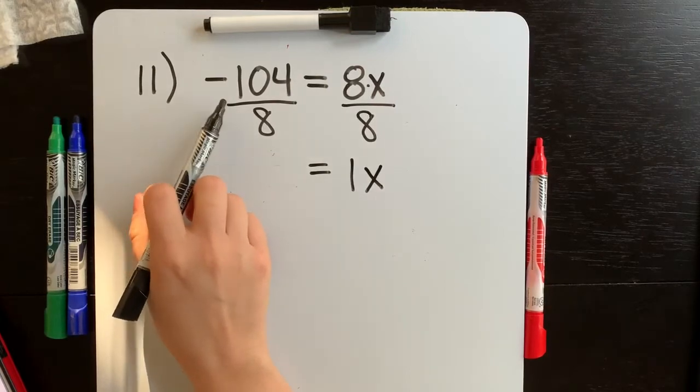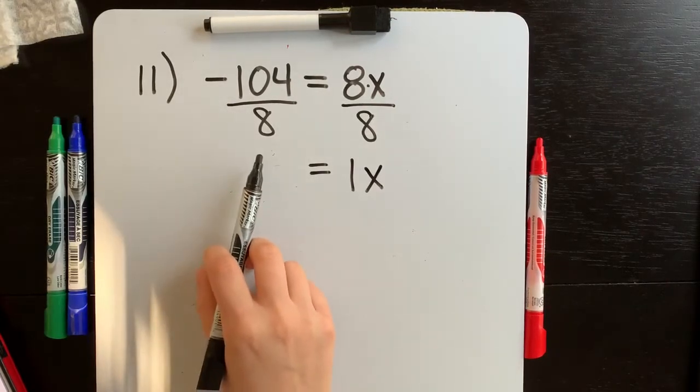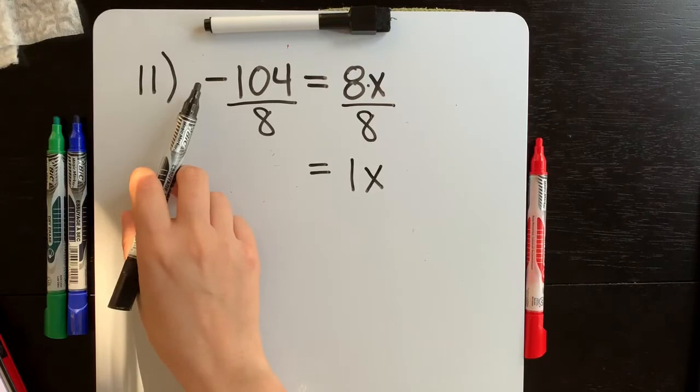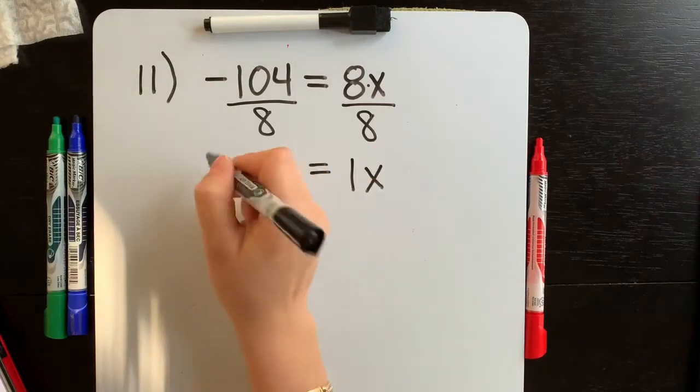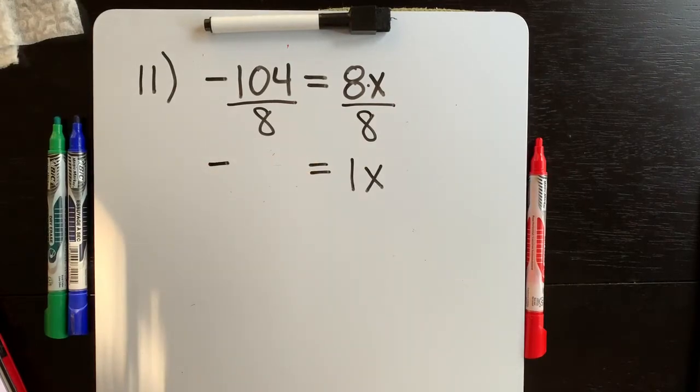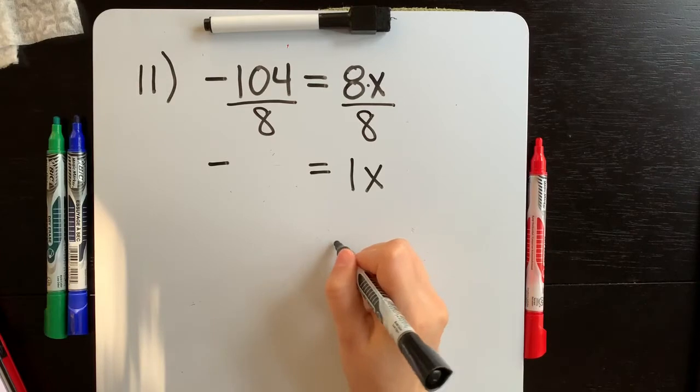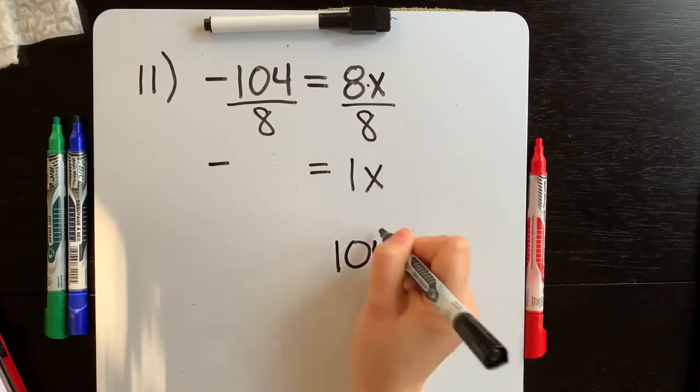Negative 104 divided by positive 8. A negative number divided by a positive number will give us a negative number. So no matter what, we know our answer will be negative, but we do have to solve this. So if you want to write it down here.